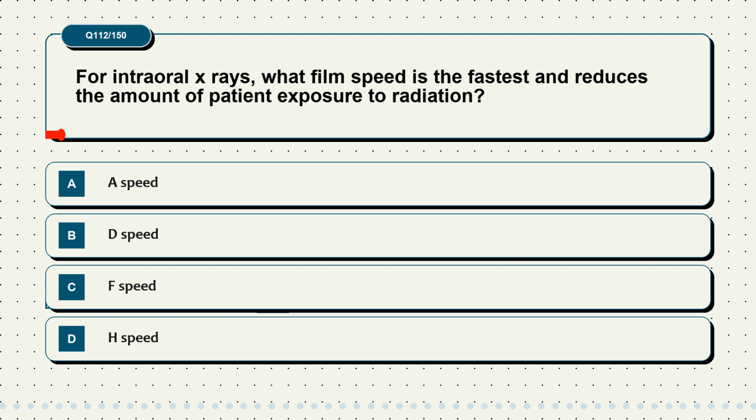Question 112. For intraoral X-rays, what film speed is the fastest and reduces the amount of patient exposure to radiation? Here are the options. Option A. A speed. Option B. D speed. Option C. F speed. Option D. H speed.